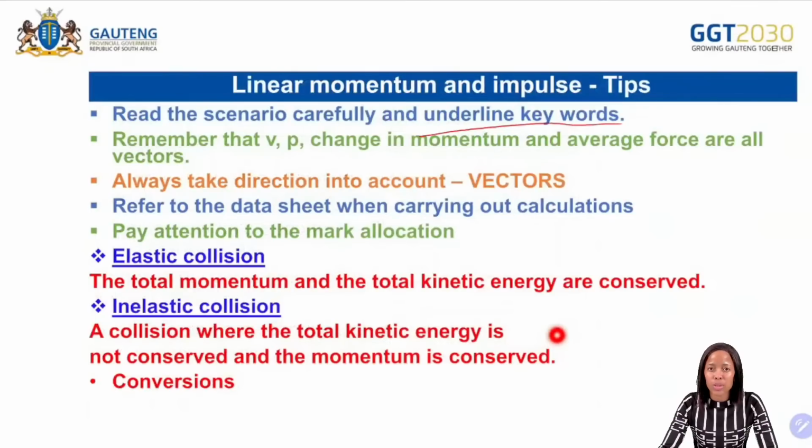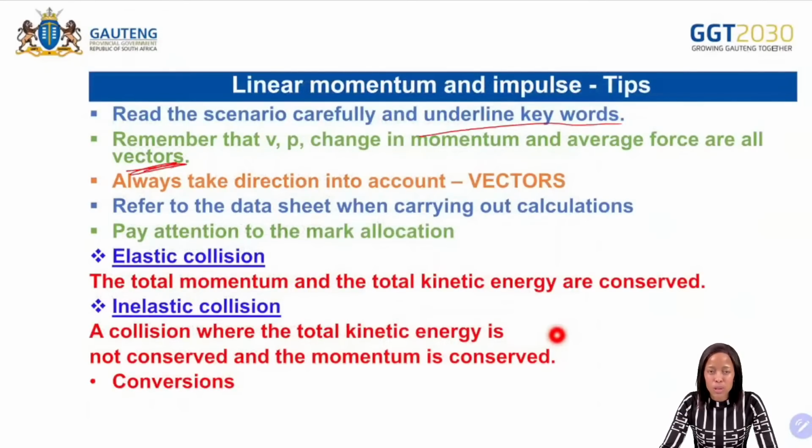So you will choose for yourself. For example, if it says the object is moving to the right, then you take right as positive. If the object is moving to the left, you take left as your negative. So this emphasizes vectors.